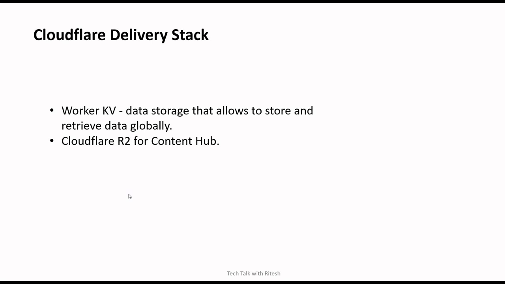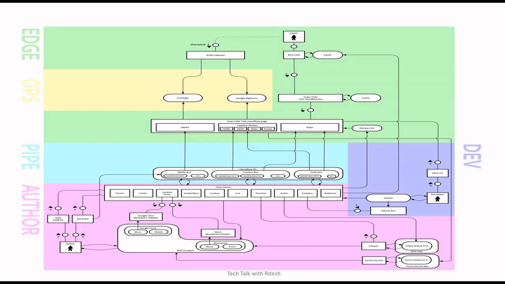And in this option we will use Cloudflare R2. If you are aware of AWS S3, it's kind of the same, concept wise, for Content Hub. So in AWS one we have S3, and here in the Cloudflare option we have R2 for Content Hub, where we have three buses: media bus, content bus, and code bus. And let's understand this diagram also.